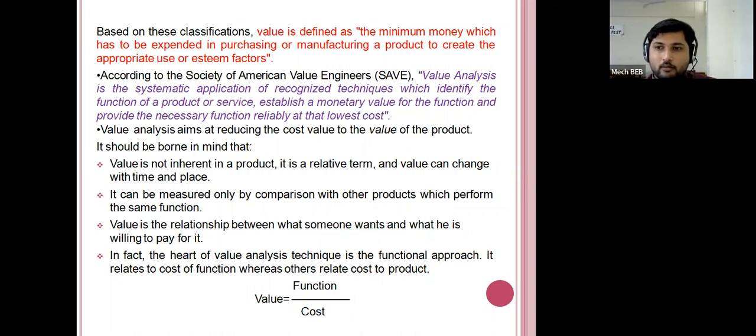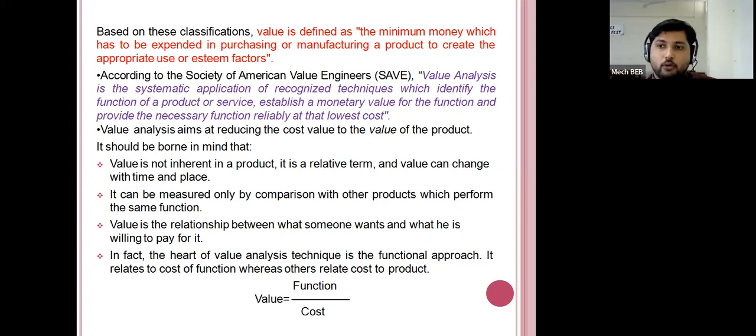It reduces the cost value means प्रोडक्ट की कॉस्ट कम करना चाहता है और प्रोडक्ट की फंक्शनैलिटी बढ़ाना चाहता है. Okay, what it aims is, it tries to reduce the cost value and it tries to increase the product value. Okay, so it is not inherent in a product, it is a relative term, and value can change with time and place. So it is not inherent, or we can say that it is not related to the product. It is related to the time and place.